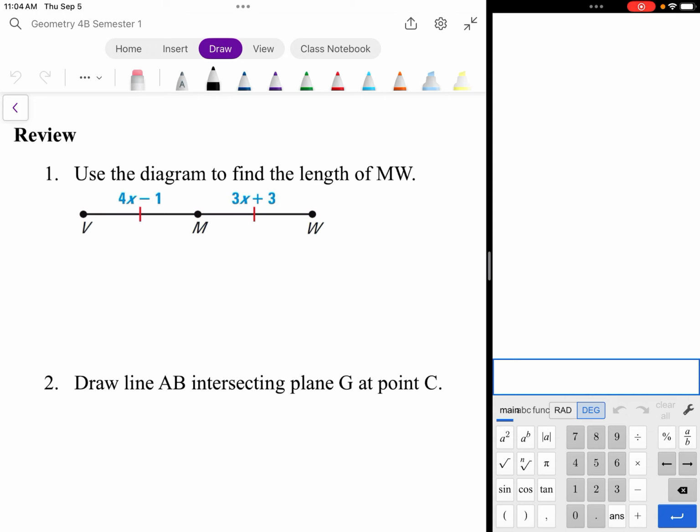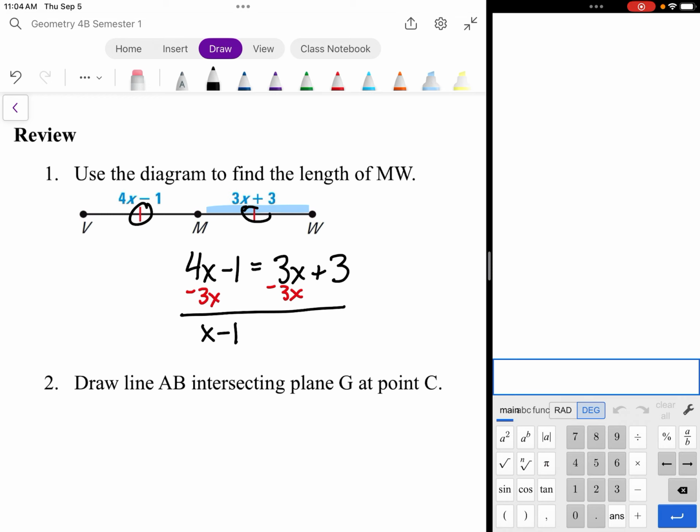This one, they want you to use the diagram to find the length of MW. That means we're looking for the part that's on the right side over here. Okay. This one, they have these two little dashes on each of the segments. That's telling us those segments are congruent to each other. To set up our equation, we are just going to put them equal. So 4x minus 1 equals 3x plus 3. Then we're able to solve the equation to figure out what our x value is, and that's what we're going to need to figure out what the length of MW would be.